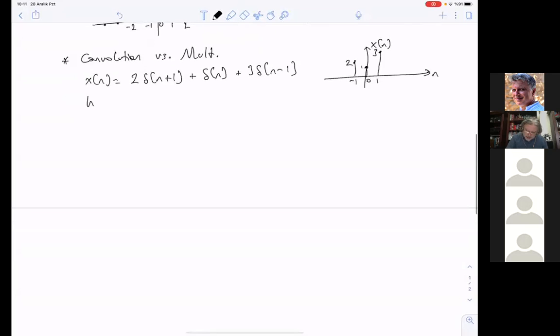And h of n is equal to 2 delta n plus delta n minus 1, which could be plotted as value 2 at 0 and 1 at 1 on the n-axis. So this is h of n. What is y of n? The output of the system, which must be the convolution of x of n and h of n.